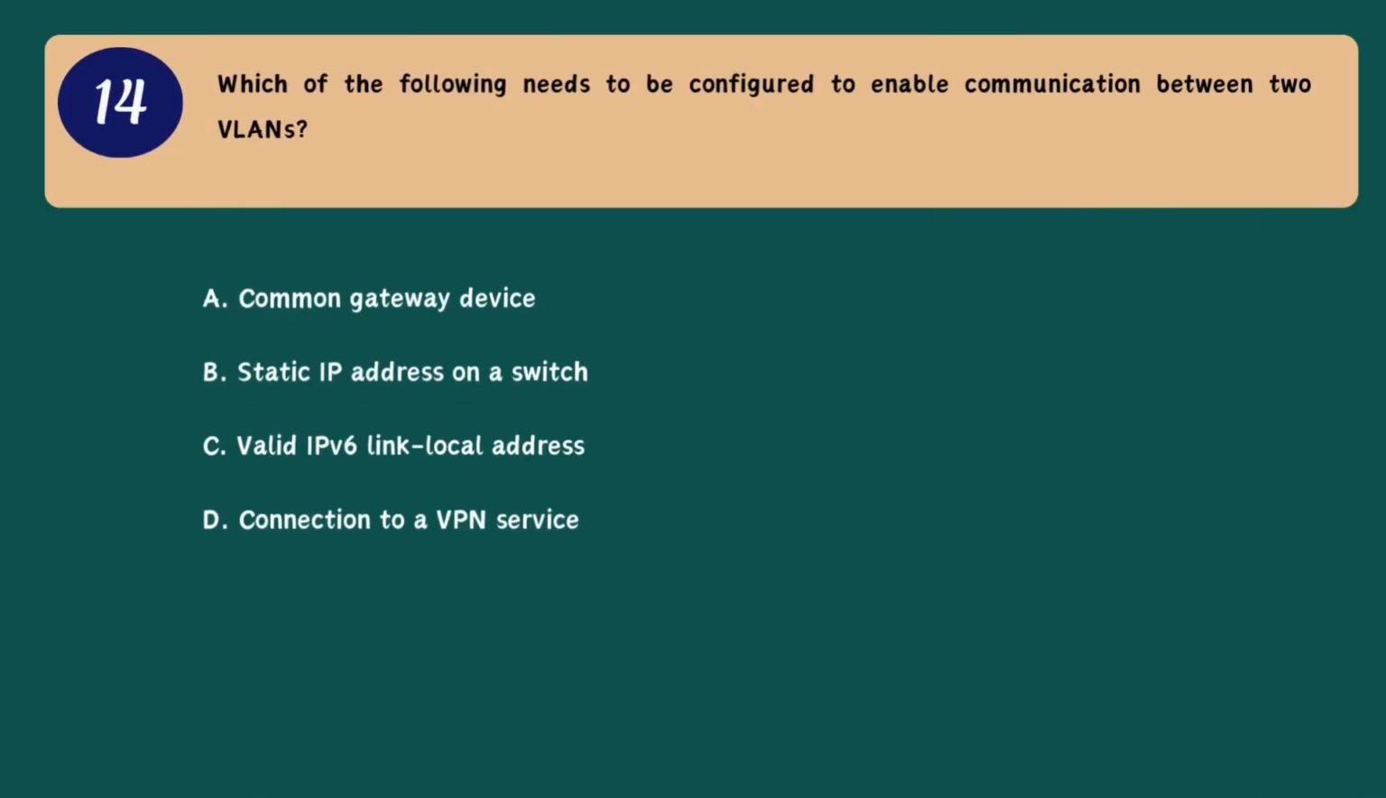Question 14. Which of the following needs to be configured to enable communication between two VLANs? A. Common gateway device. B. Static IP address on a switch. C. Valid IPv6 link local address. D. Connection to a VPN service.